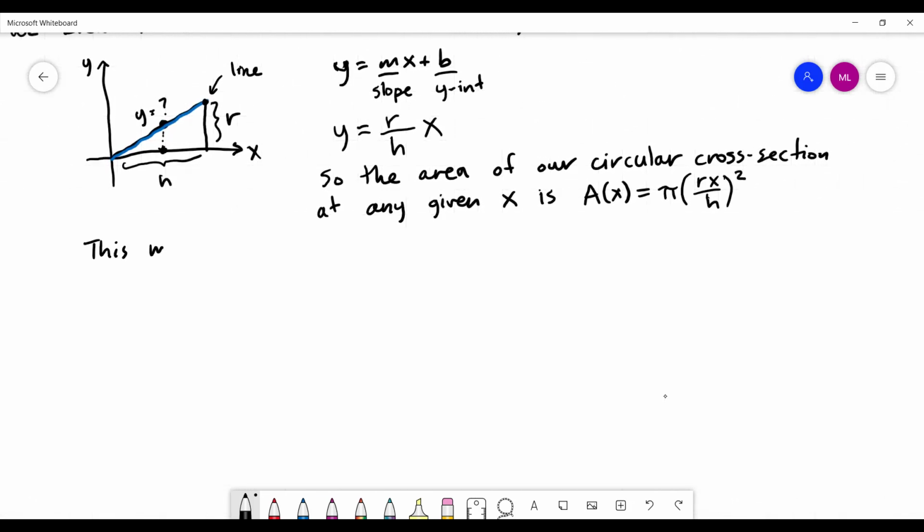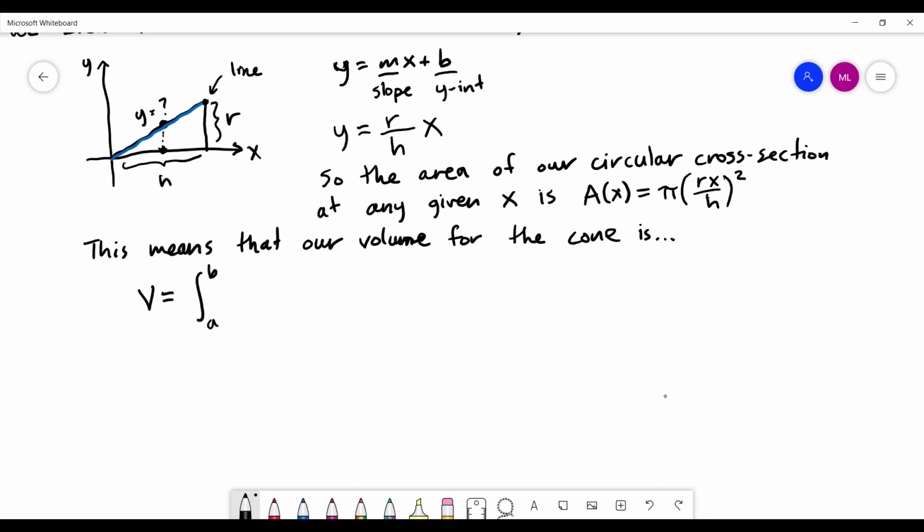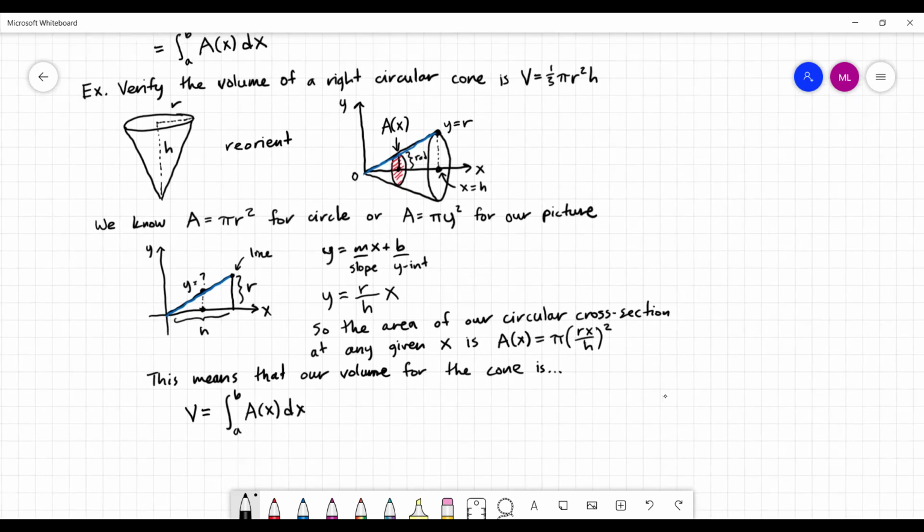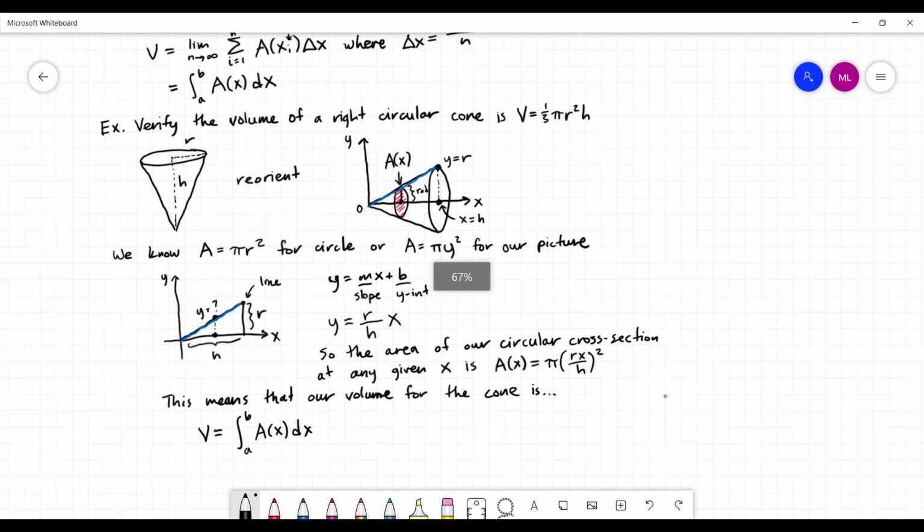This means that our volume for the cone is, again, the integral from a to b of A(x) dx, right? This is the same formula that I'm just copying that we derived up here.